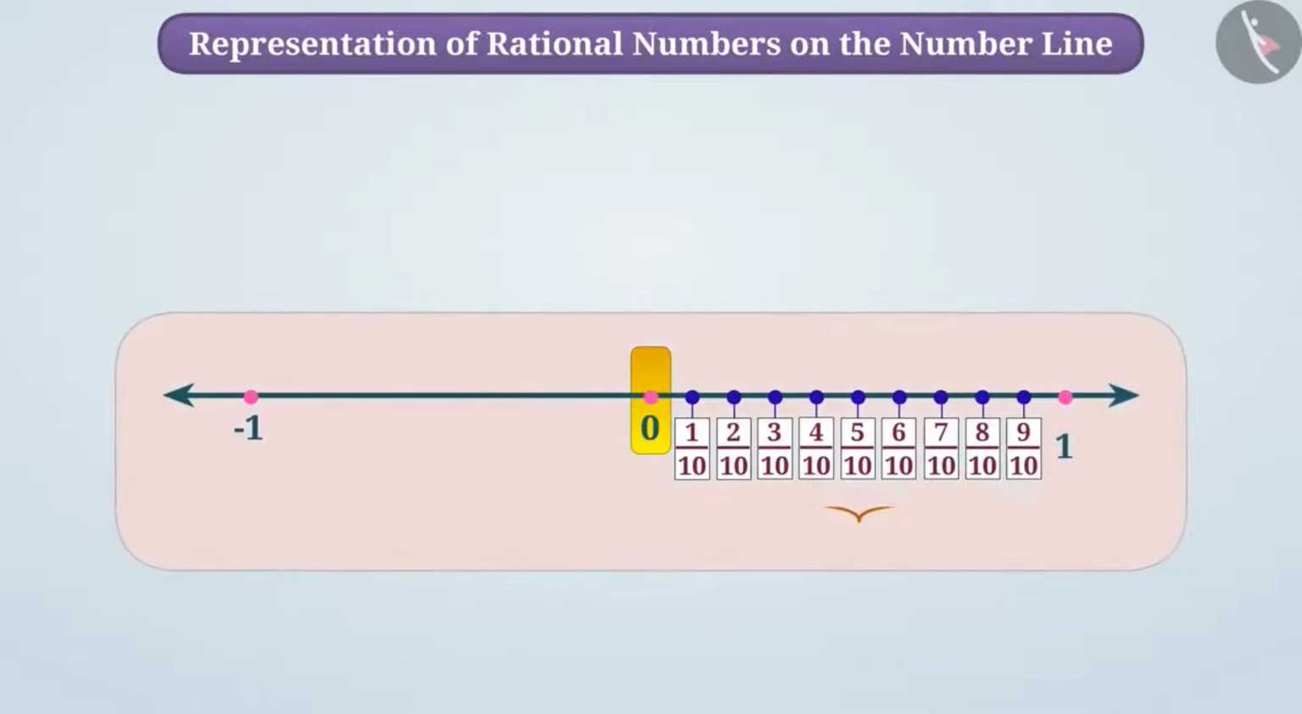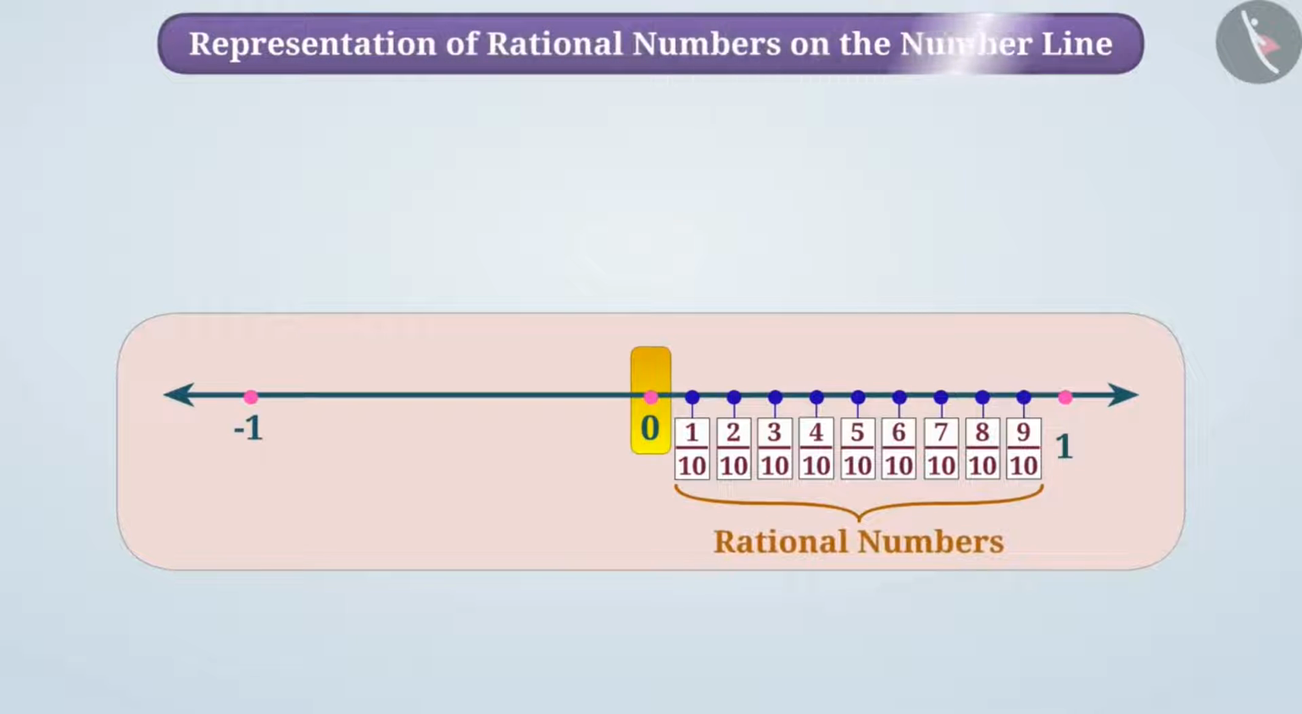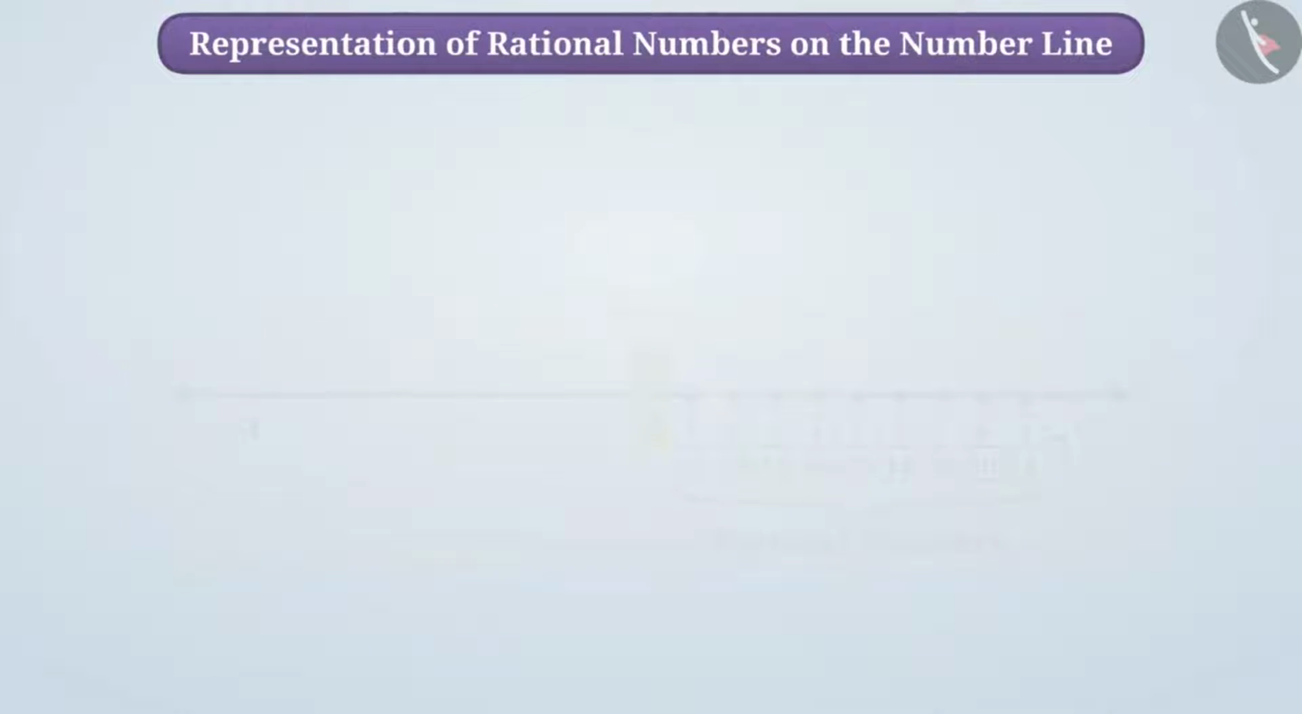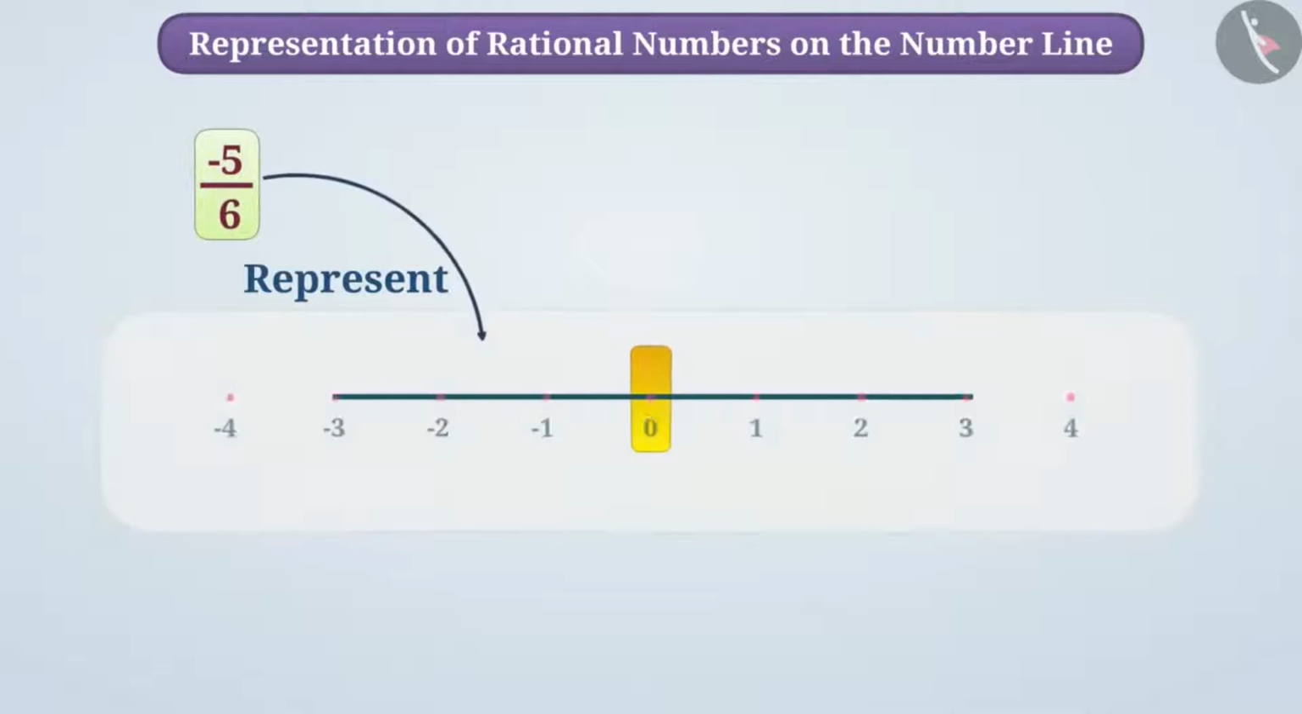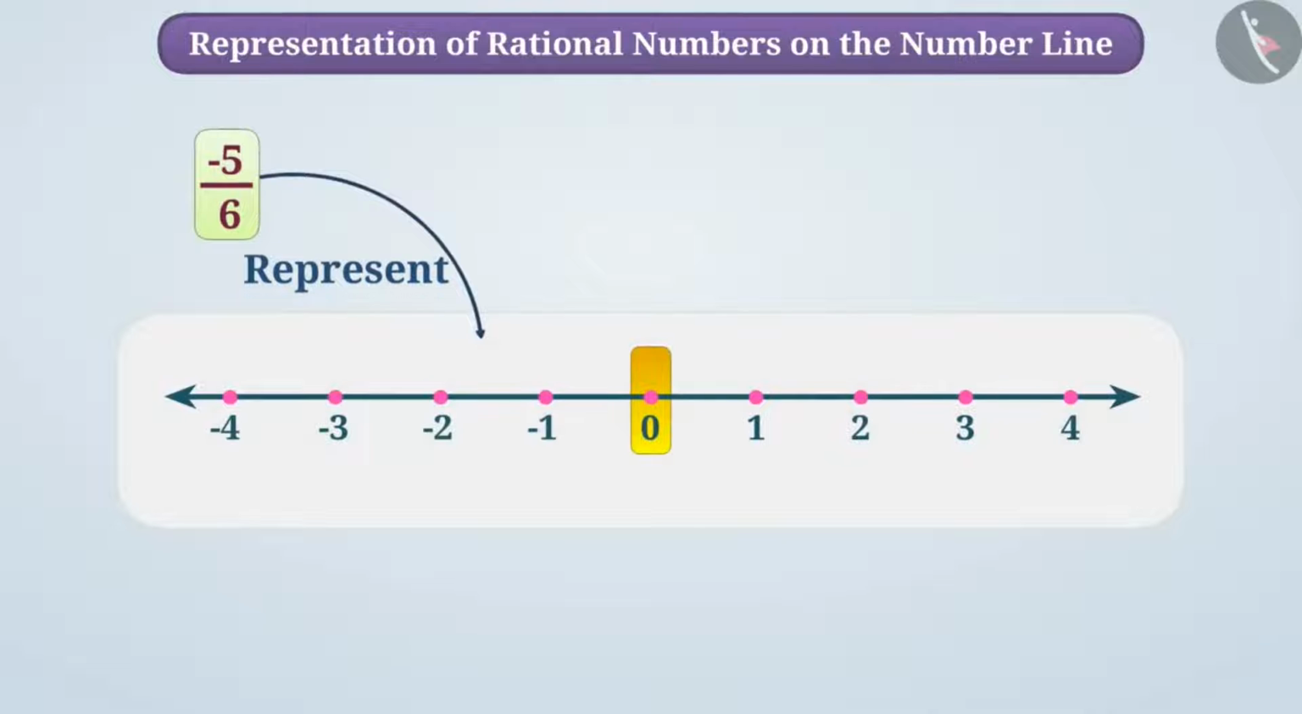Just now, we have represented rational numbers on the number line. Let's understand in detail the representation of rational numbers on the number line. Suppose we have to represent the rational number -5/6 on the number line. Pause the video first and try to represent it on the number line.